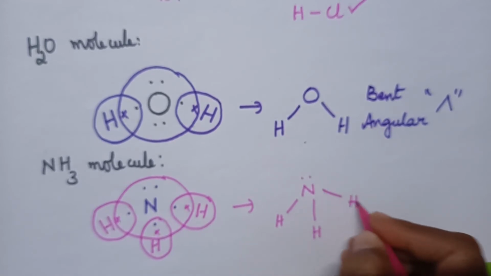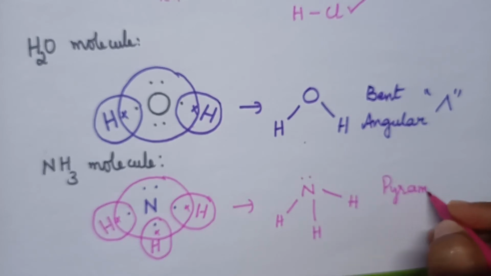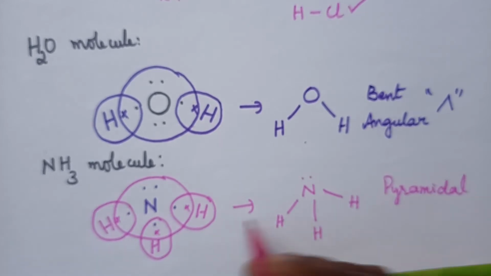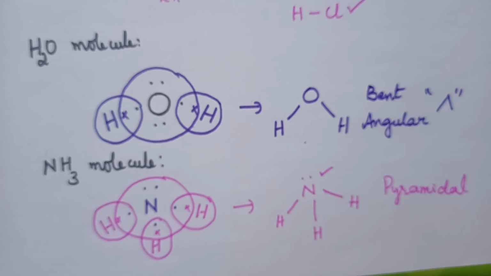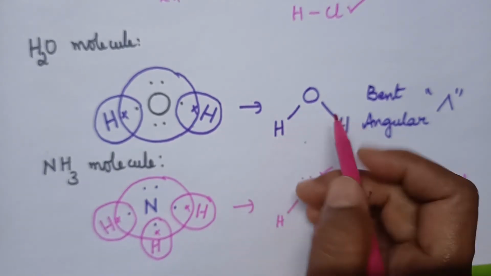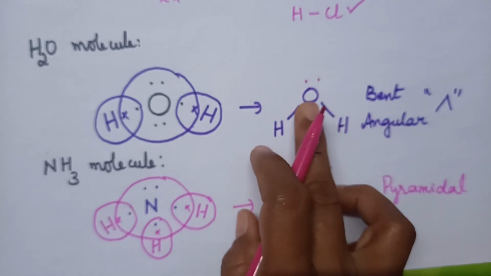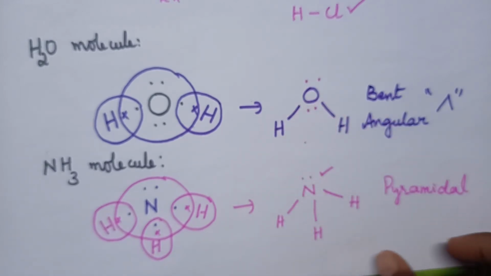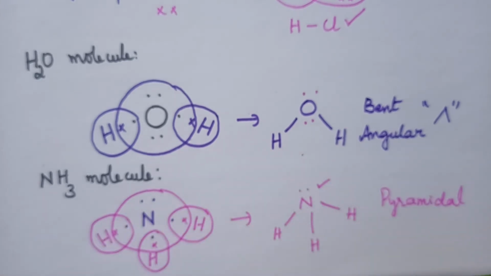So it can also be represented as NH3. It has a pyramidal structure. And how many lone pairs are present in the ammonia molecule, students? 1 lone pair is present. And coming to the water molecule, how many lone pairs are present? 2 lone pairs are present on the oxygen atom. This is all about the formation of a few molecules.